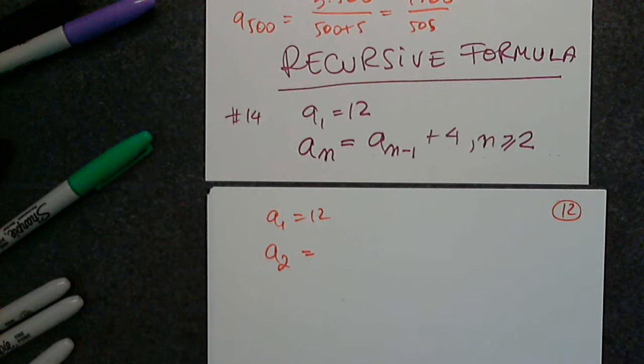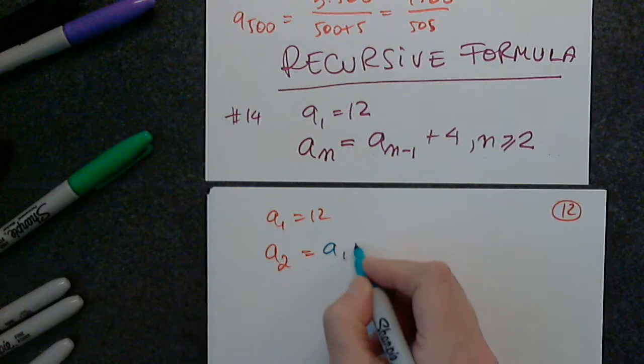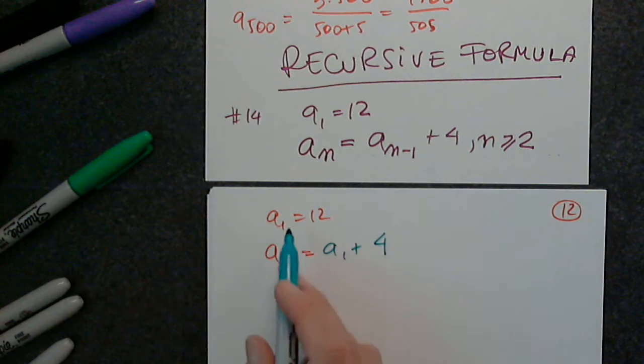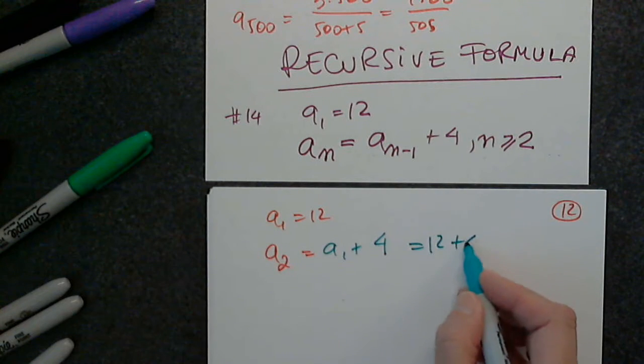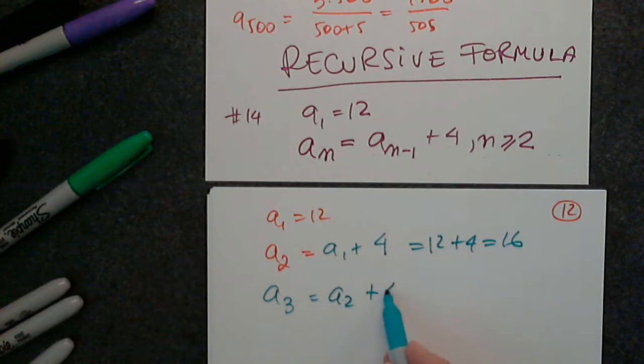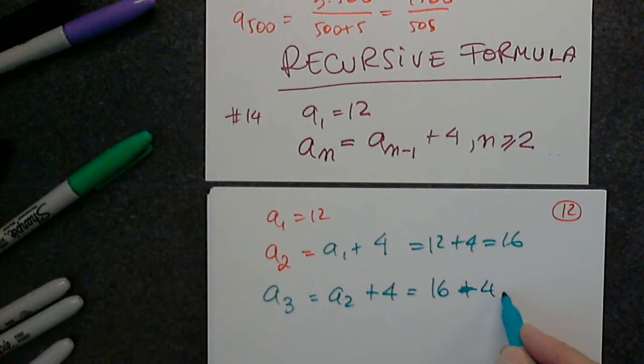Can anyone tell us, don't calculate, we want everyone to see, what will A sub 2 equal? Well, A sub 2 will equal A sub 1 plus what? Plus 4. But how much is A sub 1? Well, it's 12. Plus 4 is 16. Can anyone give us A sub 3, the third term? According to the recursive formula, you will say A sub 2 plus 4, exactly. Do we have A sub 2? Yes, we just calculated it. So plus 4, this will be 20.